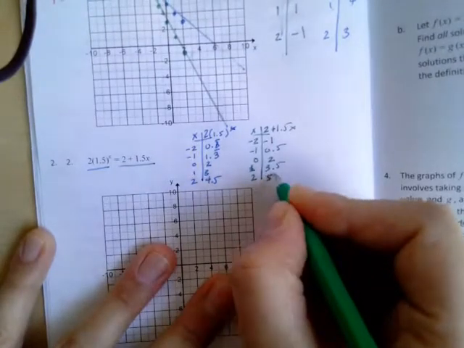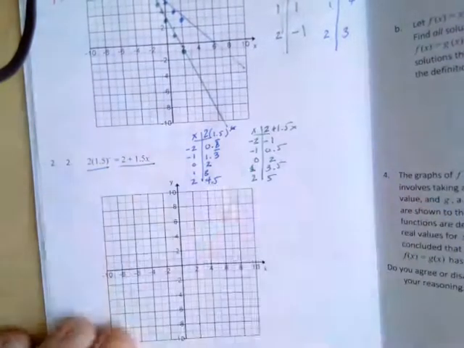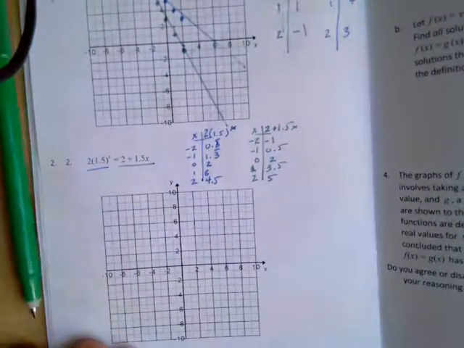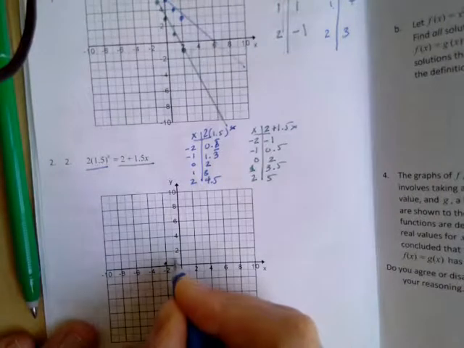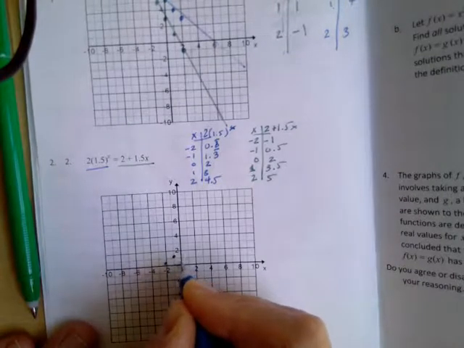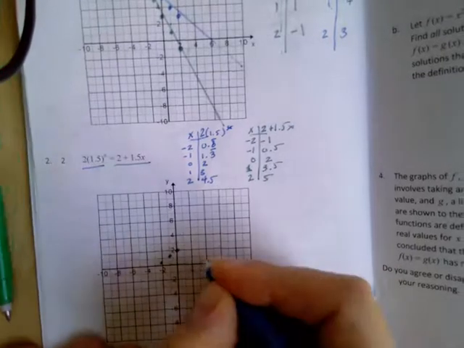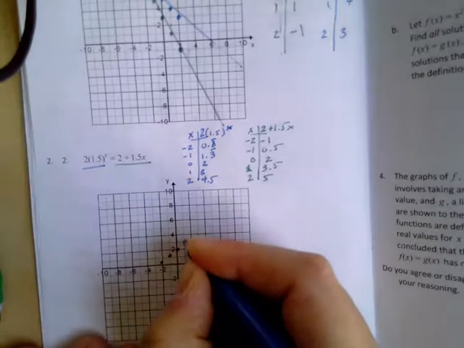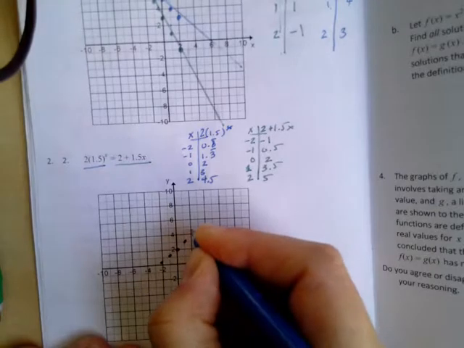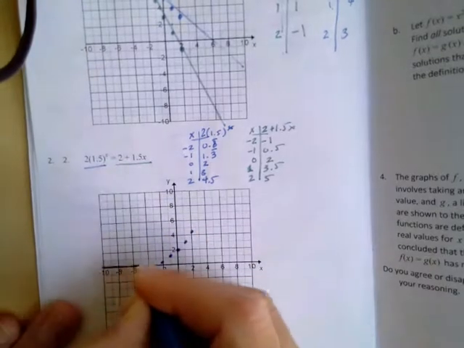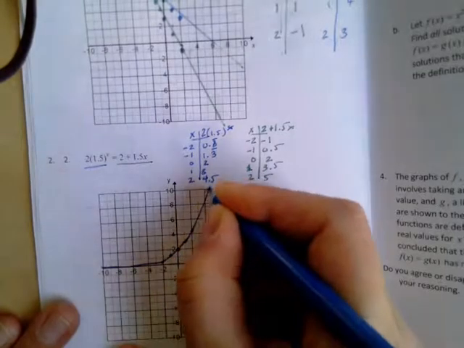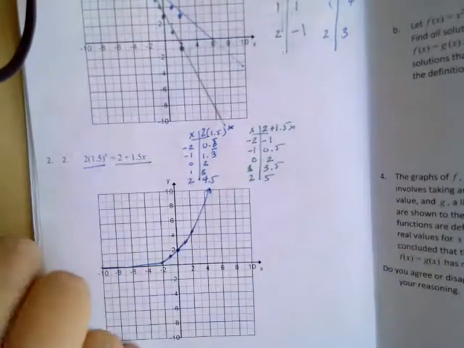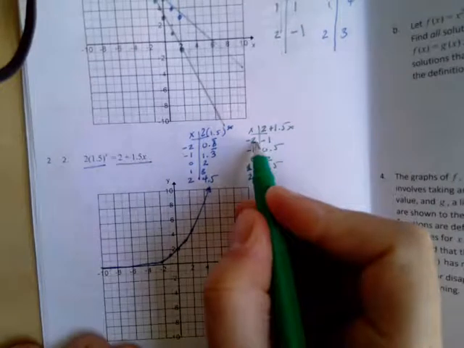I then can graph them. So at negative 2, it's 0.5. At negative 1, it is 1.3, so something like that. At 0, it's 2. At 1, it's 3. And at 2, it is 4.5. And so right there, sketching it in, that's my exponential.